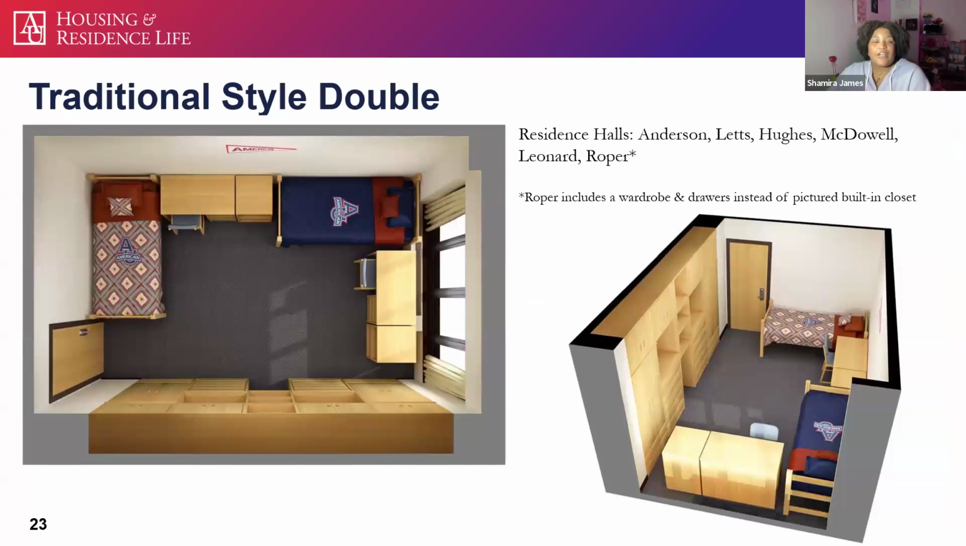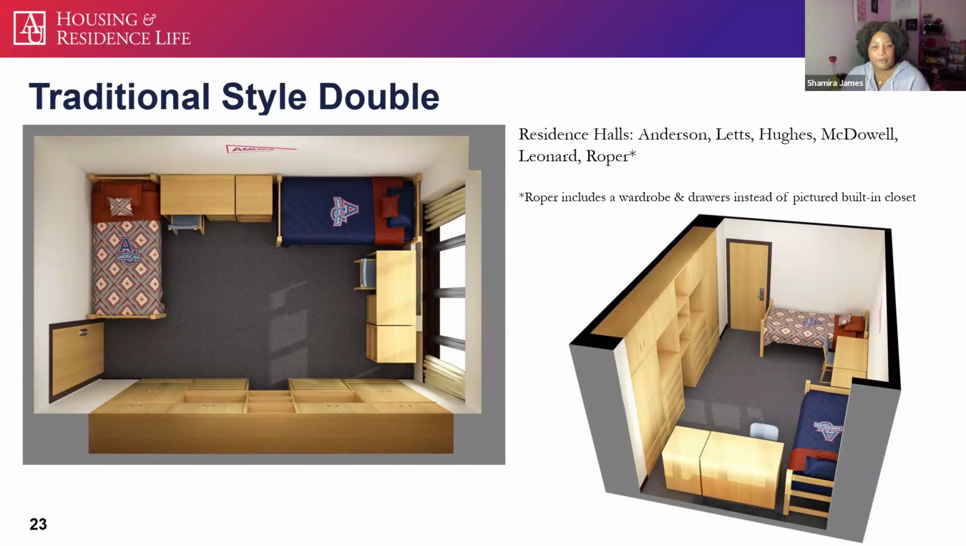Next slide. So the most common room type that we have is going to be your traditional style double room. These rooms come with 2 sets of furniture because obviously they are doubles. And more often than not, in all of our traditional style halls, you'll have this built-in wall of storage. It comes with closets, drawers, multiple cubby spaces, and just the most amount of storage you could need as a college student. They're very, very nice.